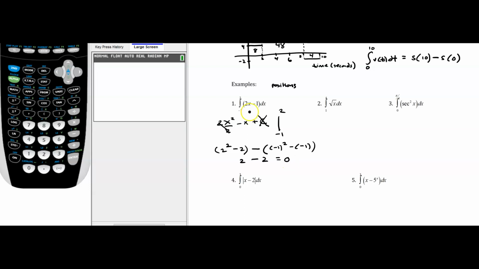So that means that the net area bounded by this function and the x-axis between -1 and 2 is equal to 0. And I'm going to show you, after I go through these examples at the end of this video, how you can check all of these answers.